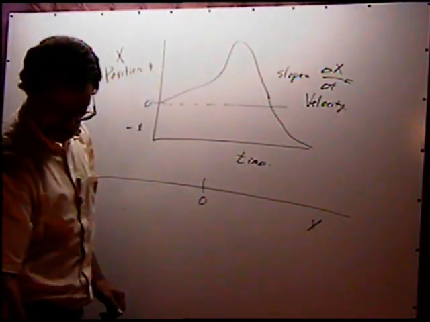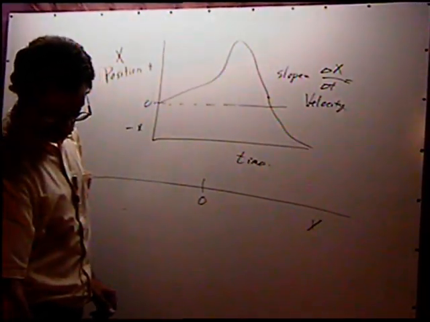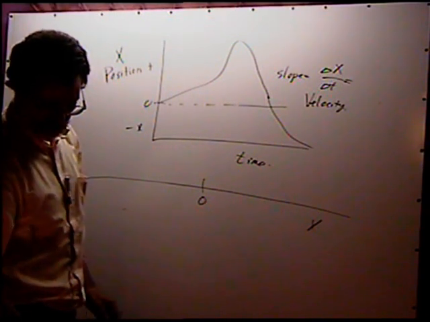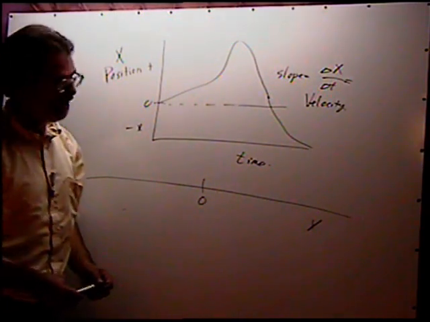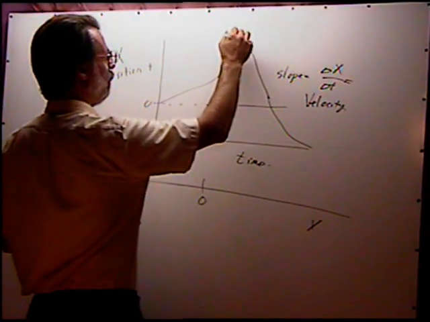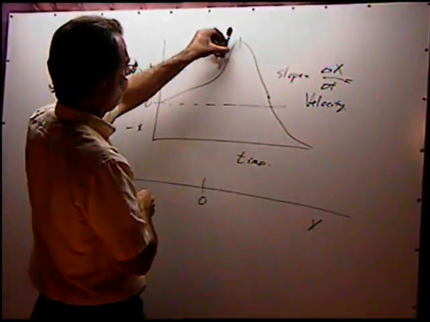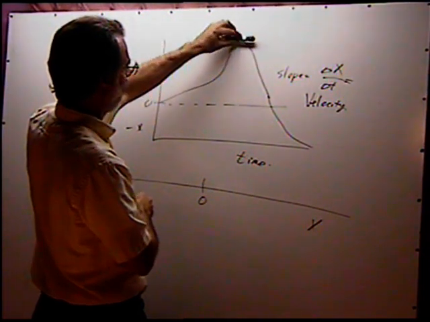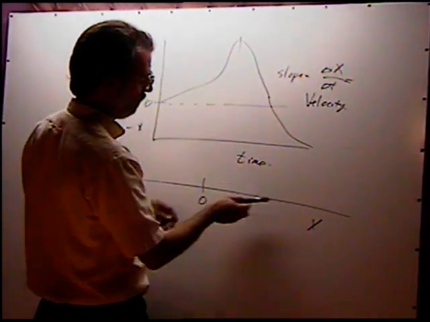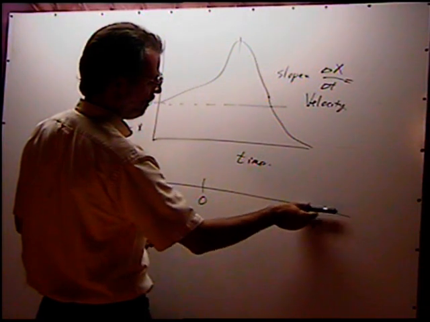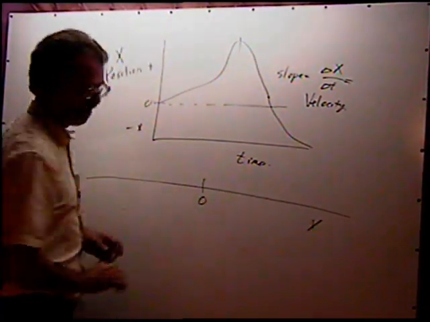So the question is, approximately what time does the car change its direction? It changes direction right at the peak, right where the slope goes from plus to negative to 0. So he's going this direction, and then he changes direction.